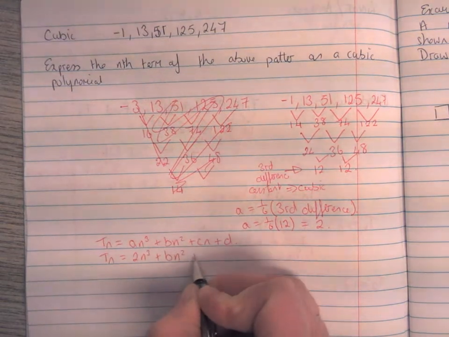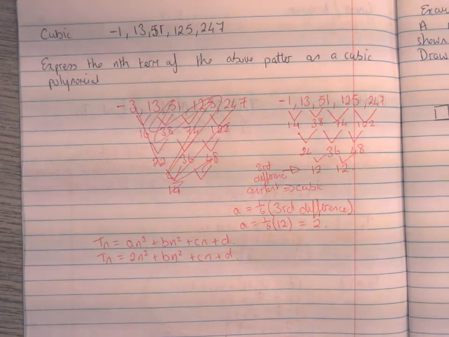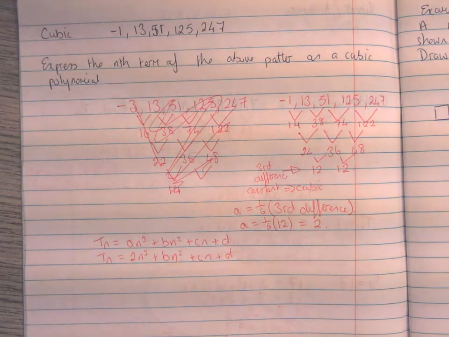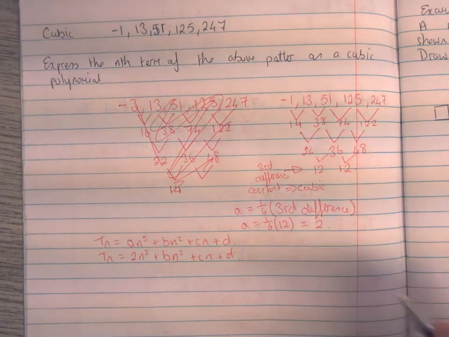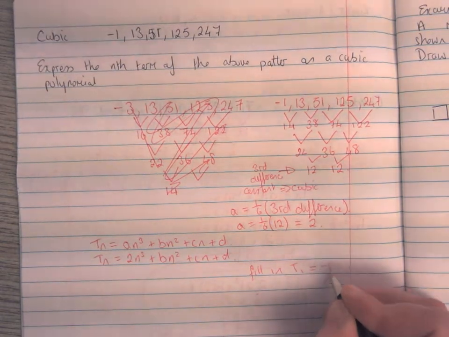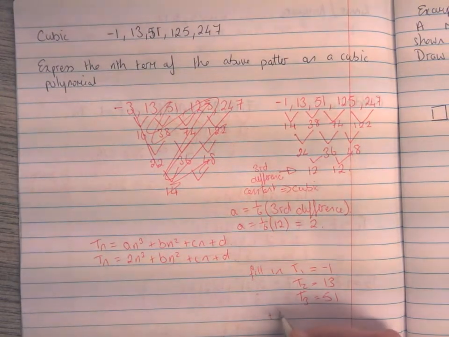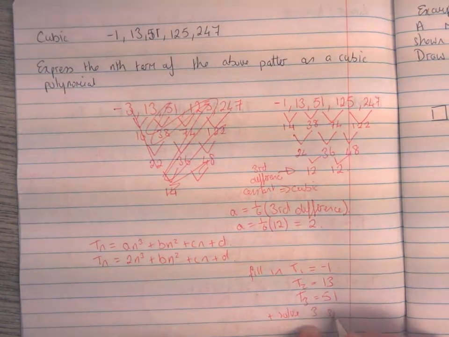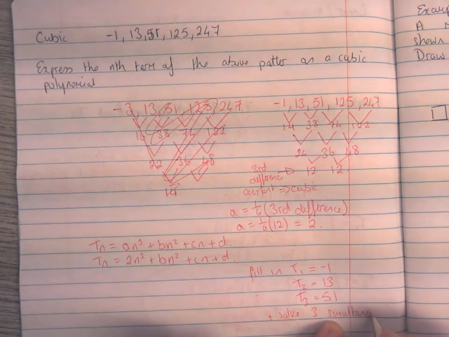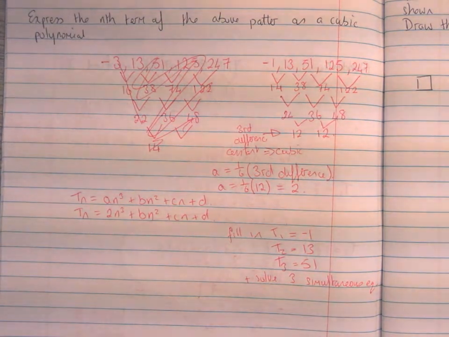Now, so we have cubic, so we have 4 unknowns, so we need to do simultaneous equations like we did for the last one, but you need to do 3 terms. Do you want me to do it, or are you happy enough? Happy. Okay, so you just fill in T1, T2, and T3, and solve 3 simultaneous equations. Okay, and you'll get your values then for your Tn.